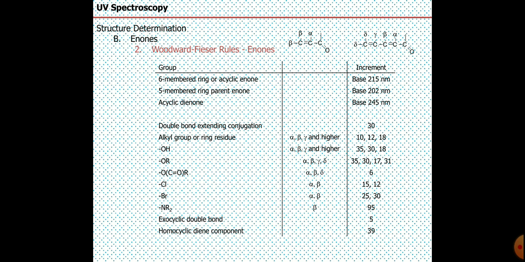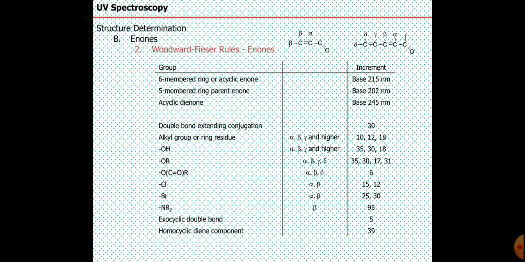If an acyl group is present over the alpha, beta or delta position, 6 nanometer will be added. If chlorine is present over the alpha or beta position, then 15 or 12 nanometer is added. If bromine is present over the alpha or beta position, then 25 and 30 nanometer is added respectively. If an amine group is present over the beta position, then 95 nanometer is added.